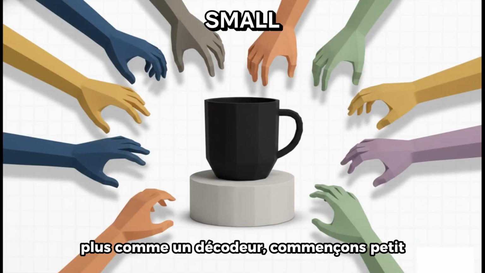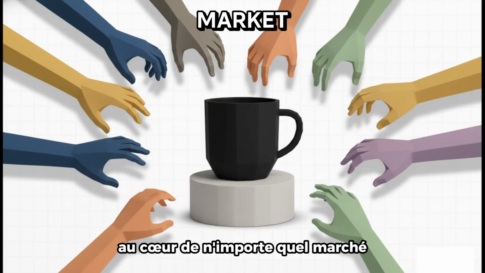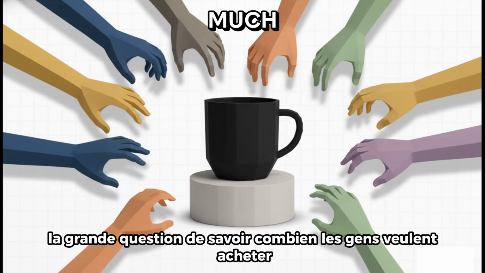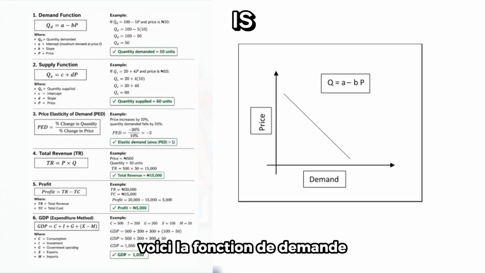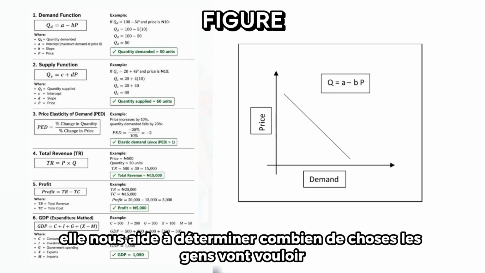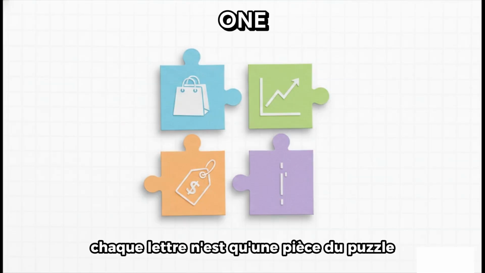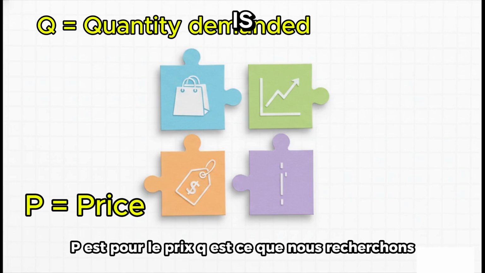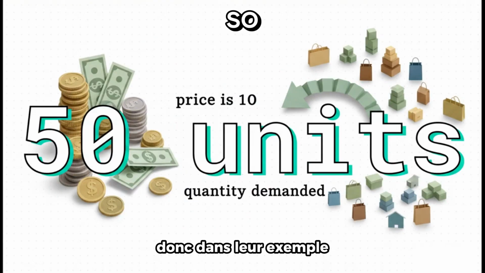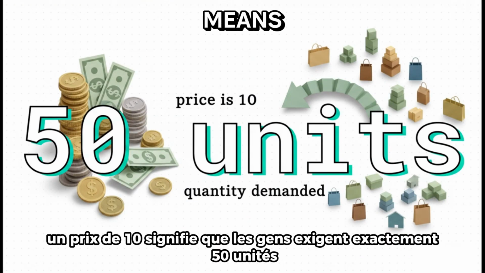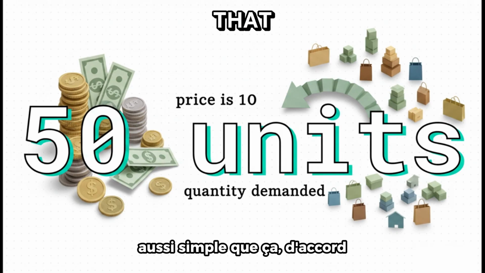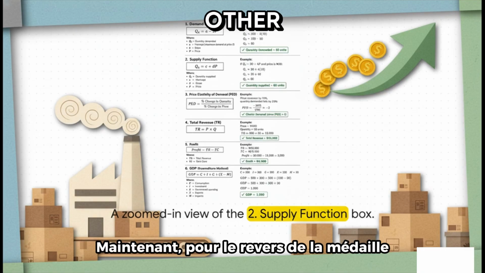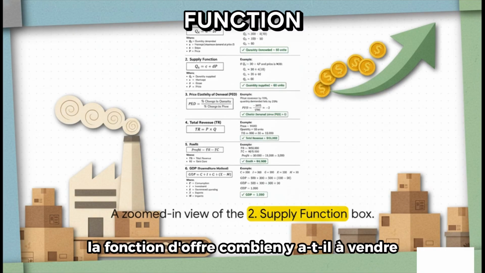Let's start small, right at the heart of any market. The big question: how much do people want to buy? This here is the demand function. It helps us figure out how much stuff people are going to want. Each letter is just one piece of the puzzle. P is for price. Q is what we're after. So, in their example, a price of 10 means people demand exactly 50 units. Simple as that.